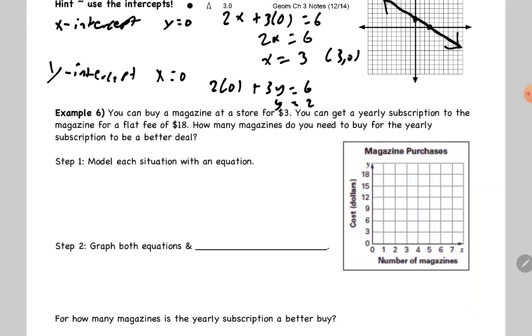All right, you can buy a magazine at a store for $3. You can get a yearly subscription to the magazine for a flat fee of $18. How many magazines do you need to buy for the yearly subscription to be a better deal?